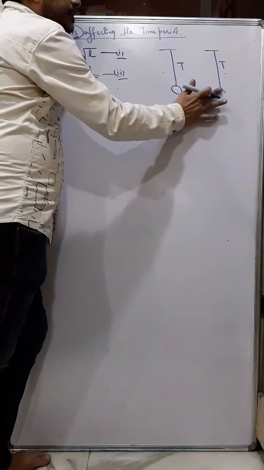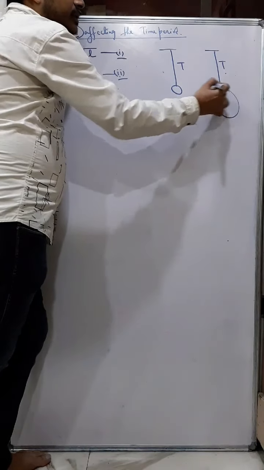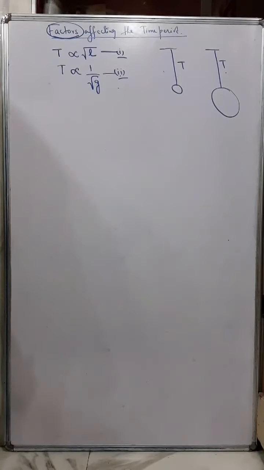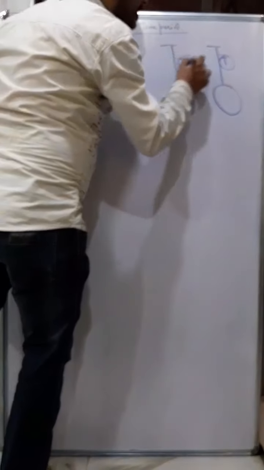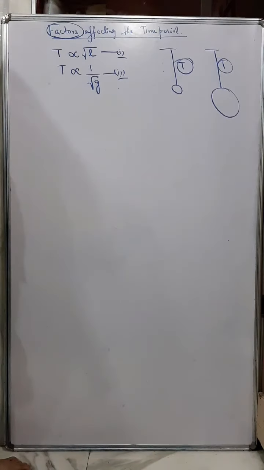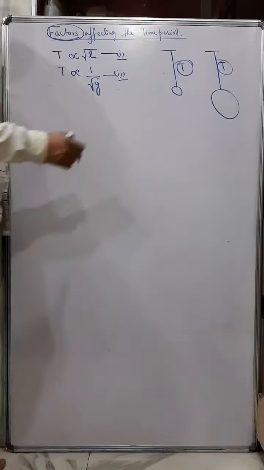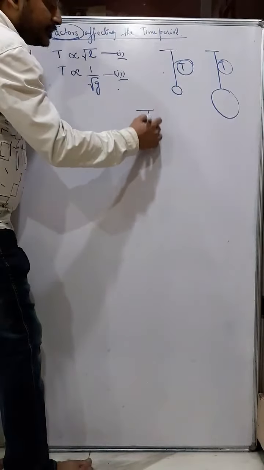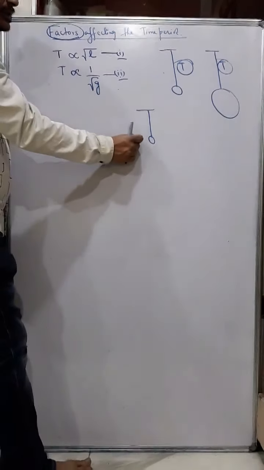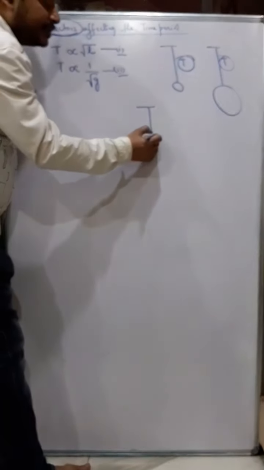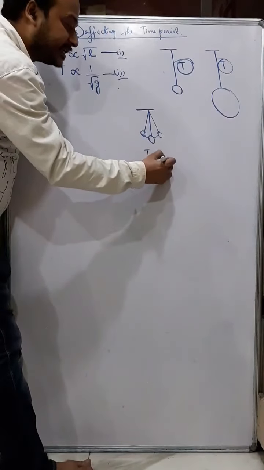Now suppose in one of the pendulums I change to a heavy bob, then also the time period will remain the same, because the time period depends only on length, it does not depend upon mass. And not only that, the time period also does not depend on the amplitude. Now suppose this is a pendulum, if I slightly disturb it, then the amplitude will be less, right? Now suppose here the time period is 1 second.